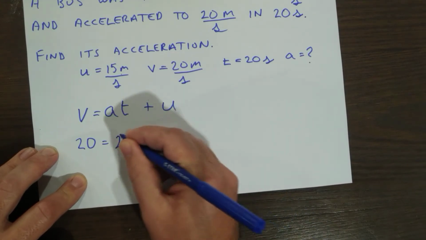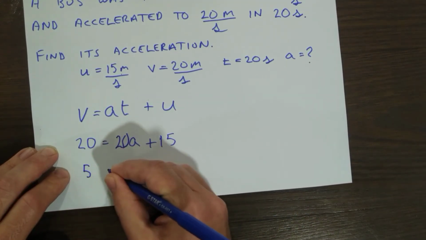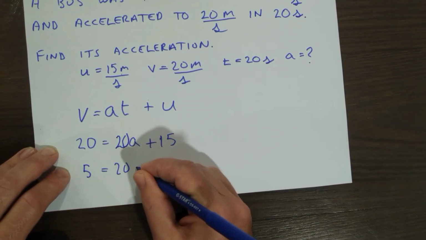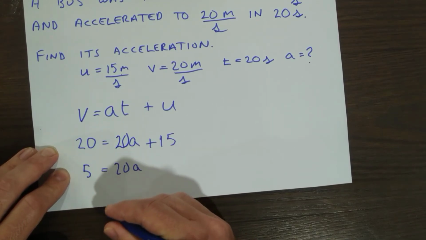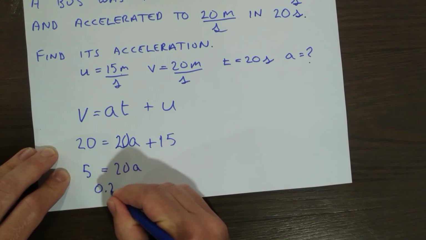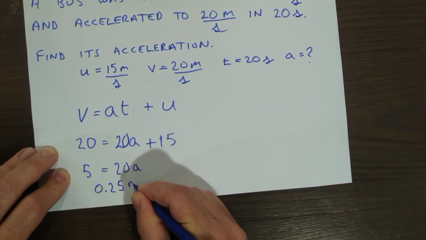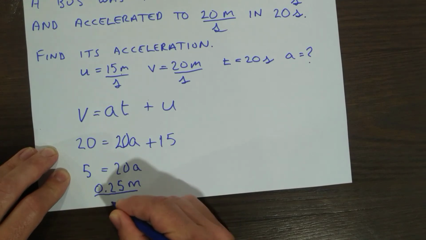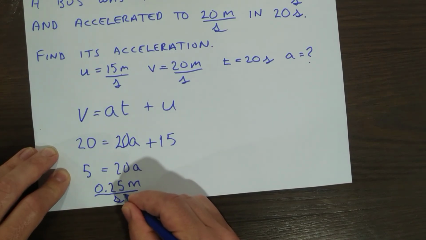Now we just have a little bit of algebra. 5 is equal to 20A. Okay, we have 5/20ths, which is equal to 0.25 meters per second. Sorry, this is getting a little messy.